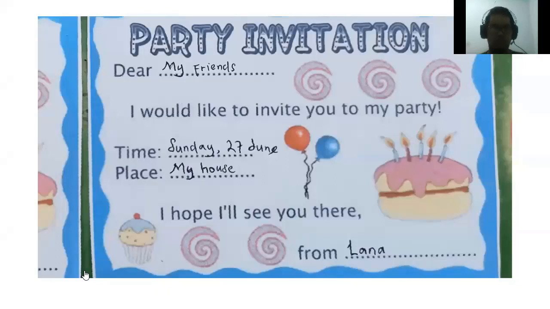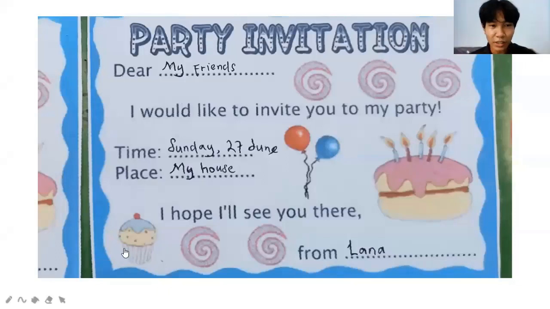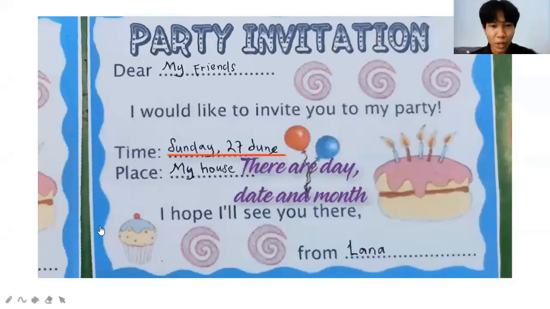So this birthday invitation card is quite better than the first one. There are date and month. You can see on this time, there is Sunday as day and 27th as date and June as month.